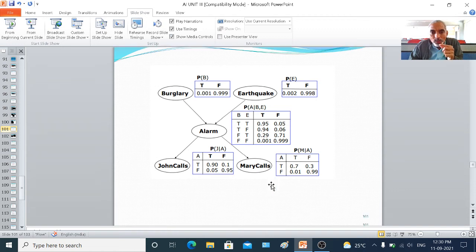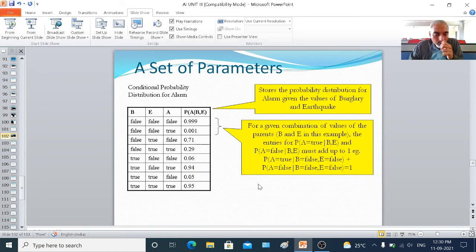So this is how we are going to construct a semantic network. The same thing is explained here. So when we are considering this particular B and E, for a given combination of values of the parent classes, that is, B and earthquake E, we are going to make an entry. So the probability of the alarm ringing, A equal to true, given that B comma E.